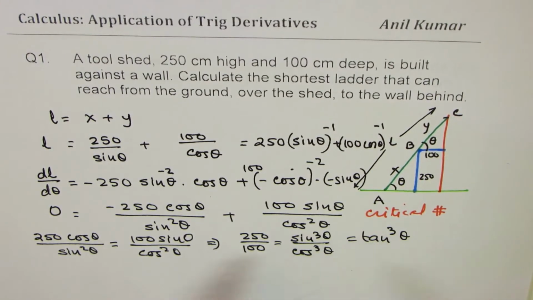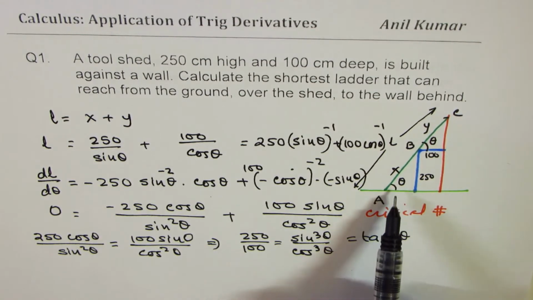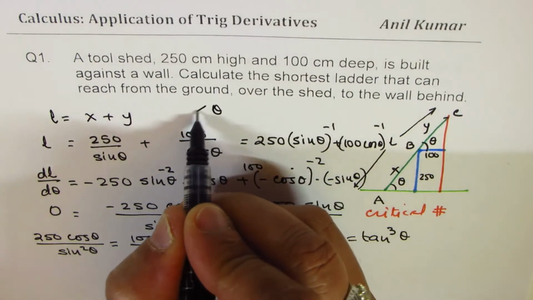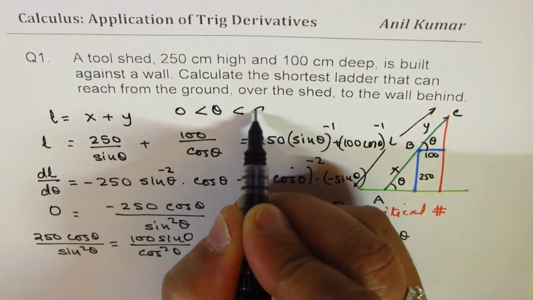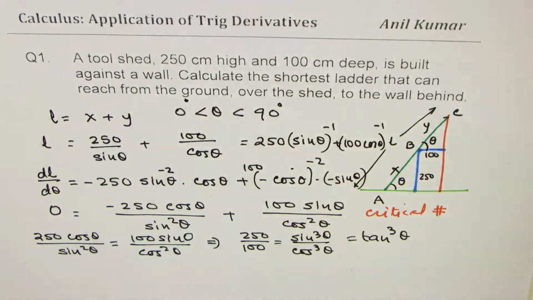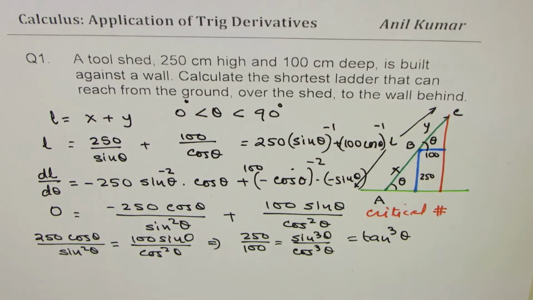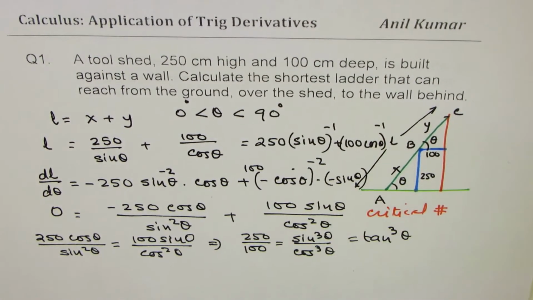So we know tan cube theta is 250 by 100. So from here we can find what theta is. Now the angle theta is actually between 0 to 90 degrees, right? To form a triangle in this fashion.